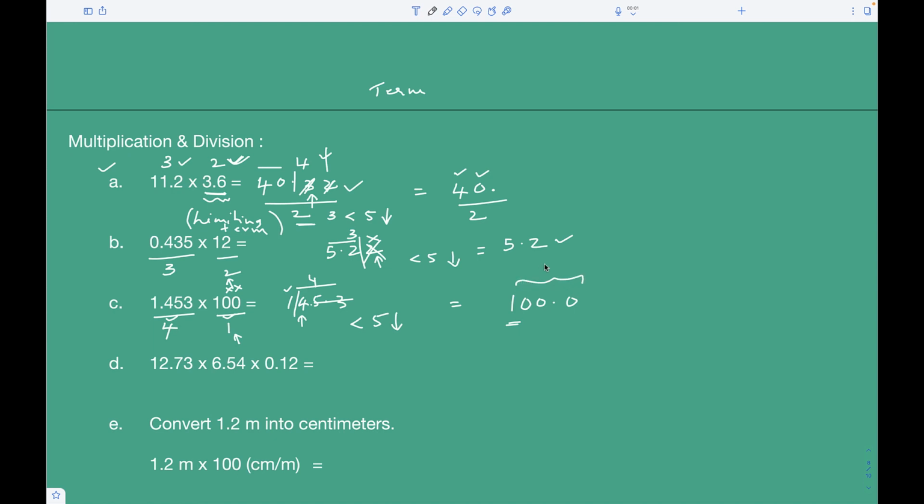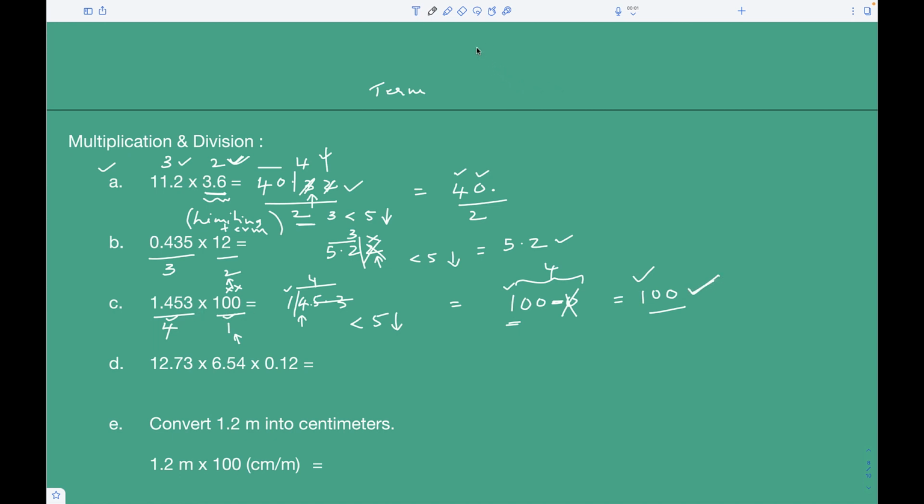And this one again has 4 significant figures. But our answer should contain only one significant figure. So that means you have to completely drop this 0 and remove this decimal point and report the answer as 100. This has only one significant figure because these trailing zeros are not significant. And this answer is very interesting. When you multiply 1.453 with 100, you again got 100.